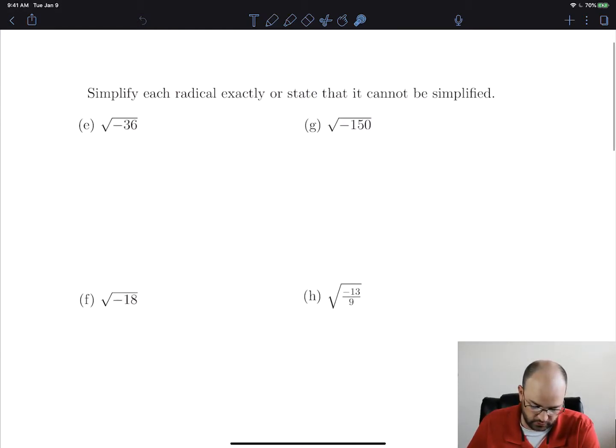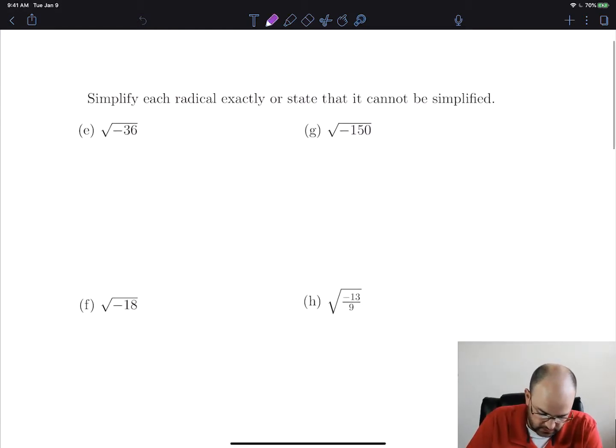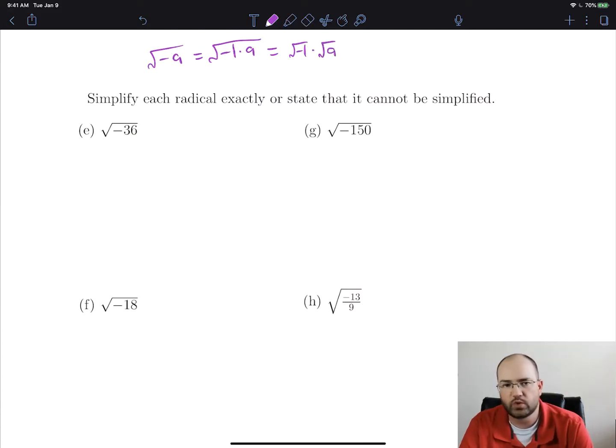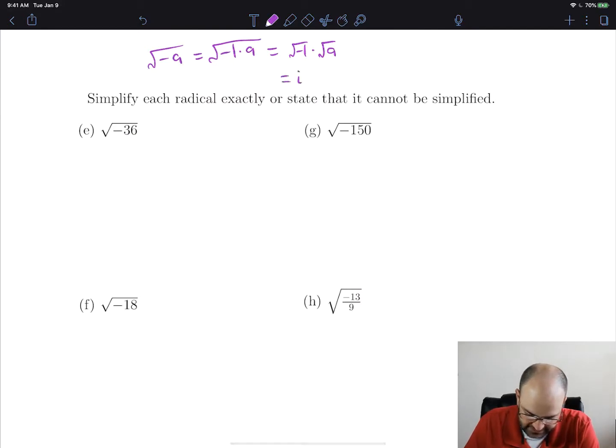And here's a little rule that we can use. The square root of negative a is the same thing as thinking of it as the square root of negative 1 times a. But that's the same thing as the square root of negative 1 times the square root of a. But remember what the square root of negative 1 is. The square root of negative 1 is i. So this is actually going to give us i square root of a. So as a result, if you have the square root of a negative, that's equal to i times the square root of that positive value.